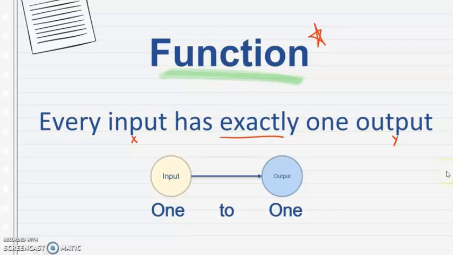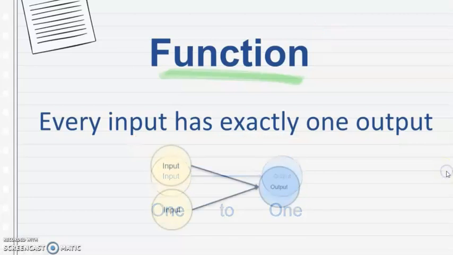Now, something can be a function and not be 1 to 1. And here's an example of that. We might have an input that's going to an output, and then another input that's going to the same output. This is actually still a function because this particular input only goes to one output, and this input only goes to one output. And that's fine. We cannot have it going the other way around.